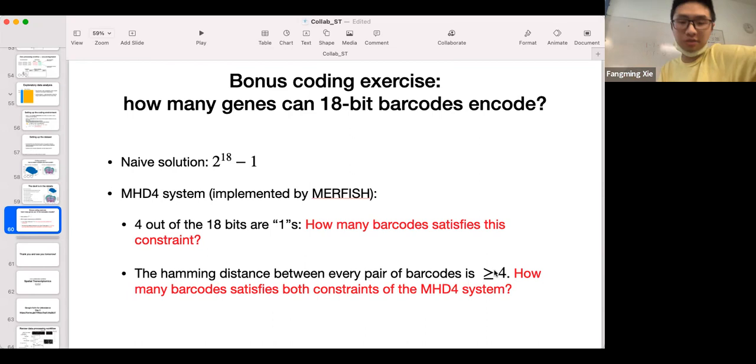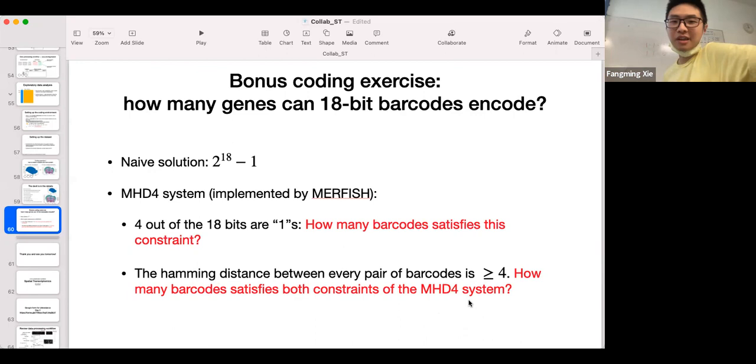No two barcodes are sufficiently similar. How can you create a system of barcodes that satisfies both of these constraints? And for 18 bits, how many of those barcodes can you create? I tried to wrestle with this problem myself. I couldn't come up with a simple answer.